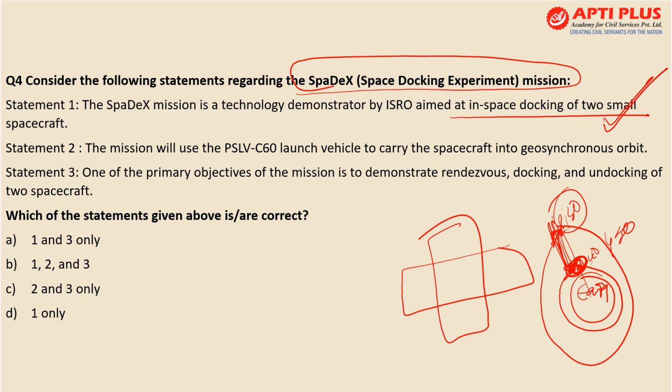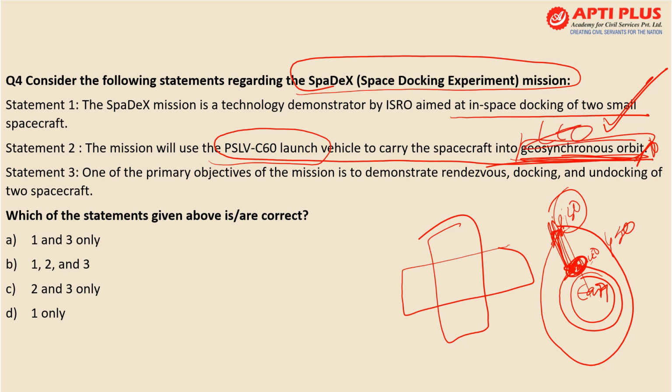तो इसको किससे लॉन्च किया गया है? PSLV C60 launch vehicle से into the geosynchronous orbit. So this statement is wrong because it is launched into your low Earth orbit. One of the primary objectives is to demonstrate the rendezvous, docking and undocking of the 2 spacecraft. So this is correct.